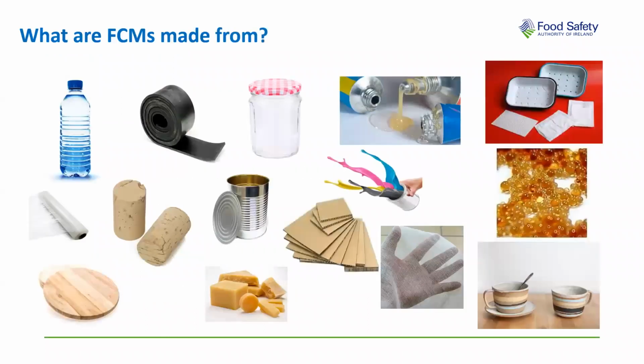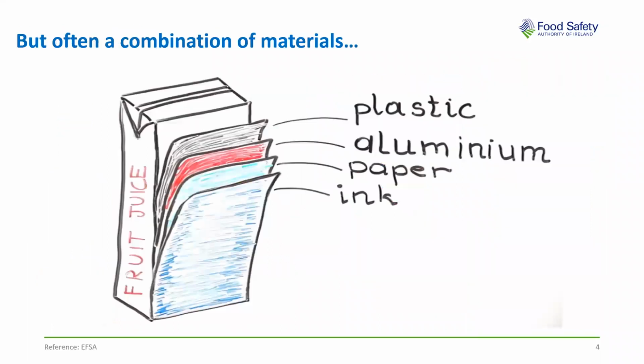What are FCMs made from? Well, the legislation outlines a non-exhaustive list of about 17 distinct types of food contact materials. And many of these are illustrated in this slide. So it includes things such as plastics, rubber, cork, wood, metal, glass, paper, inks, textiles, and so on. So a large number of different materials will be considered to be food contact materials.